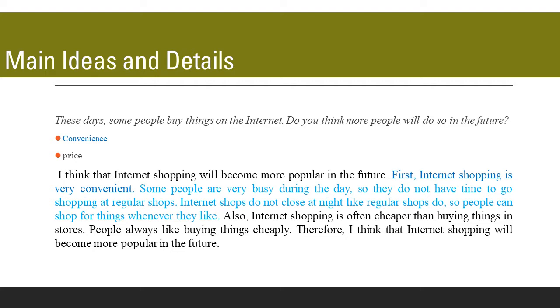So one more time from the beginning of this point, it will read, first, internet shopping is very convenient. Some people are very busy during the day, so they do not have time to go shopping at regular shops. Internet shops do not close at night like regular shops do, so people can shop for things whenever they like. Again, the darker blue sentence is the main point. It's repeating the point that you've chosen. And then the next 2 sentences are giving some details about those points.